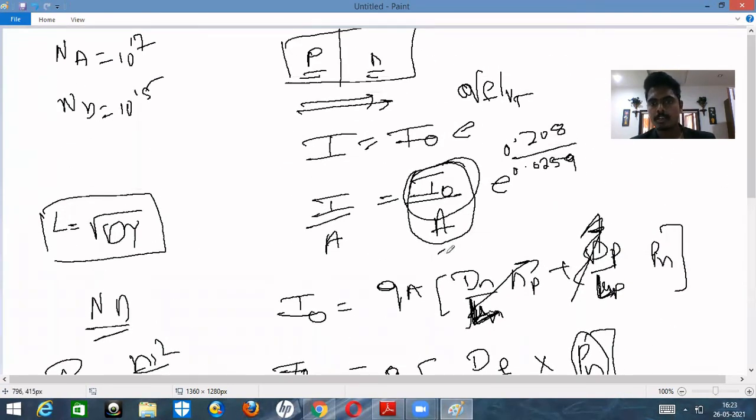If you place it here, you will get p into e power 0.208 upon 0.025. P is known and this value is known. If you place it in the calculator, you will get the value of the current density, which is current per unit area. That is very simple. They have directly asked for the forward current, that is I naught into e power qVf upon kT. We need to find I naught by A, so using this formula I can easily find the value of current.